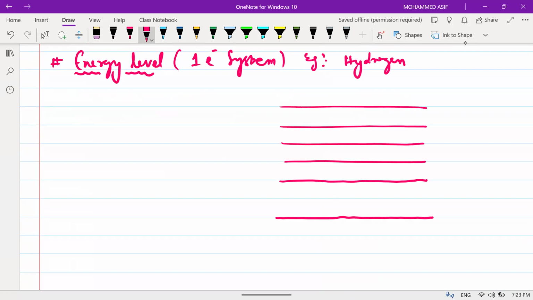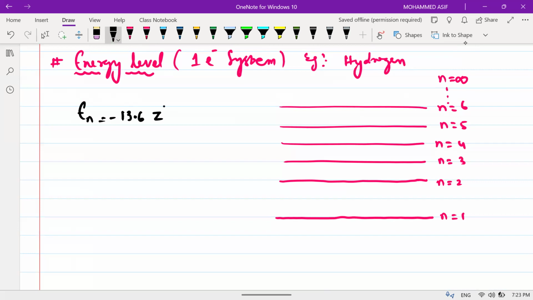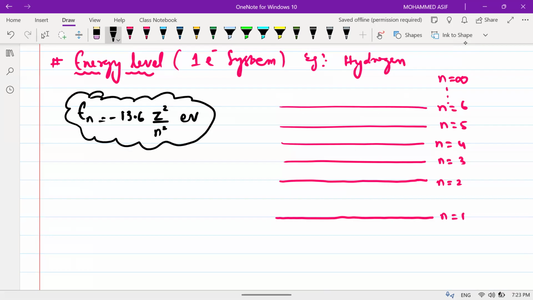Something like this. This is n equals 1. This is n equals 2, n equals 3, n equals 4, n equals 5, n equals 6, going on like that up to infinity, n equals infinity. Now tell me, what is the energy of the nth orbit, the formula? Energy of the nth orbit is equal to minus 13.6 times Z square divided by n square electron volt. This is your formula.